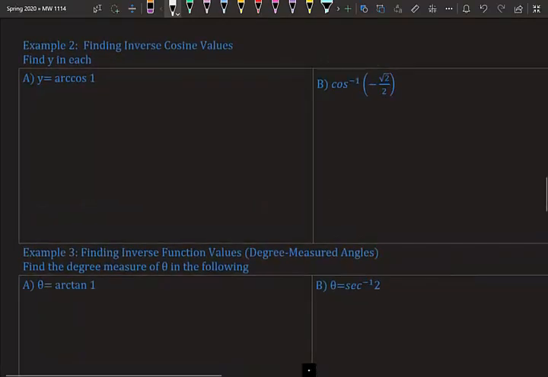Alright, let's find y in each of them. So we want to do arc cosine 1, meaning we want to do the inverse of cosine. So just like before, we kind of, as we say, move it over. So we have cosine y equals 1. Use the unit circle, y equals 0. So we have cosine 0 equals 1.